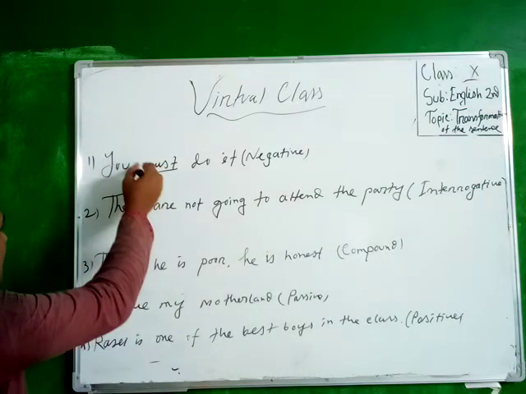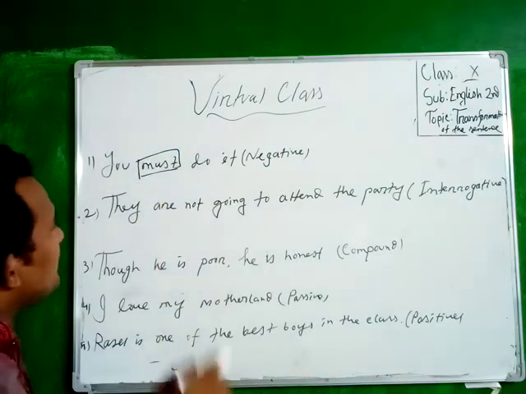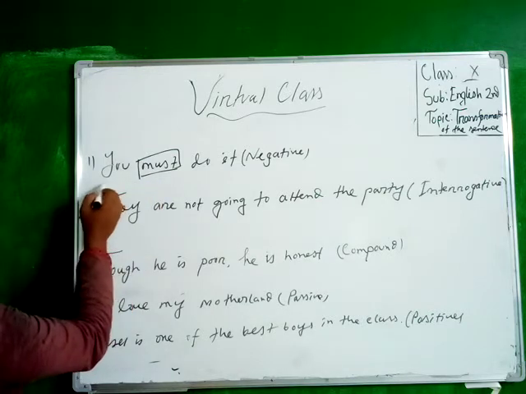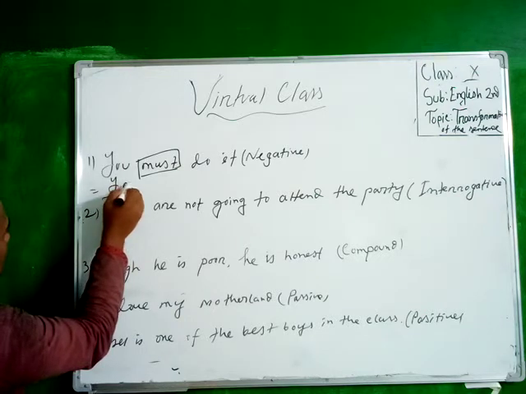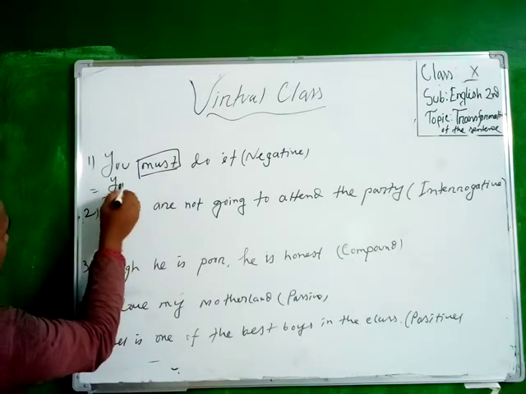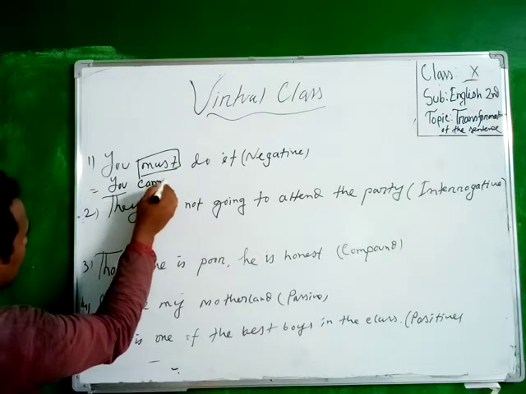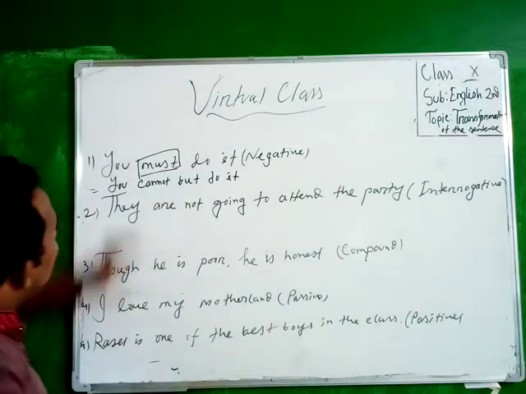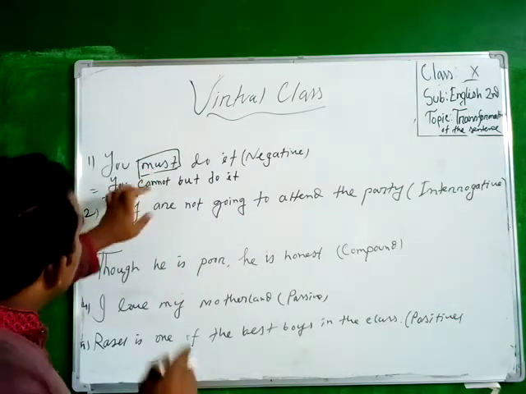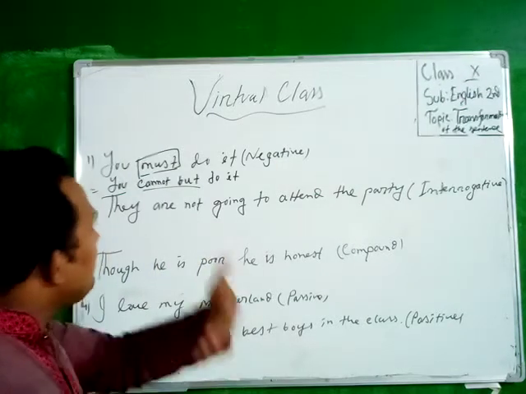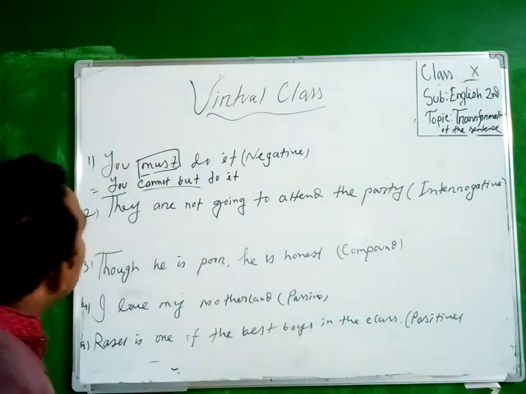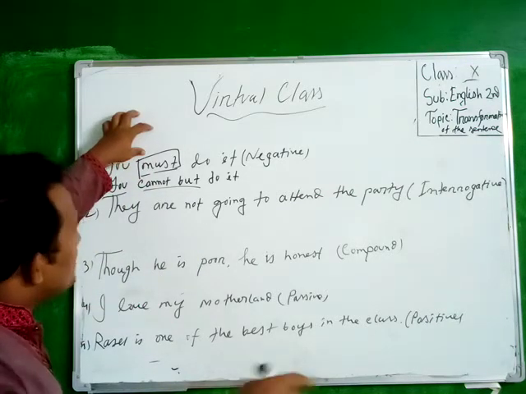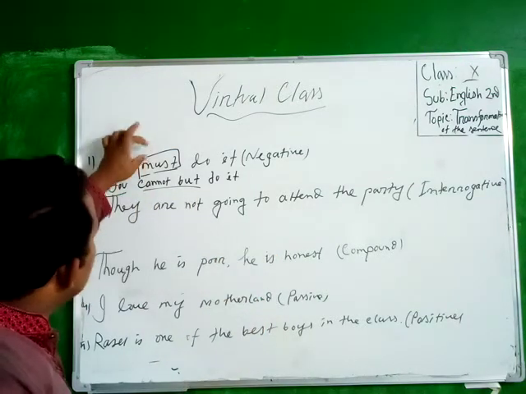When you find must and you are asked to make it negative, you have to put cannot but. So what would be the answer? You cannot but do it. So instead of must, I have to put cannot but in terms of making negative from an affirmative sentence. So when you find must in an affirmative sentence and you are told to make it negative, you have to put cannot but instead of must.